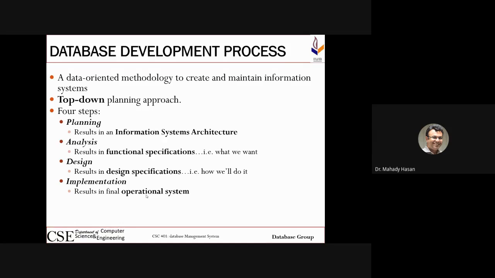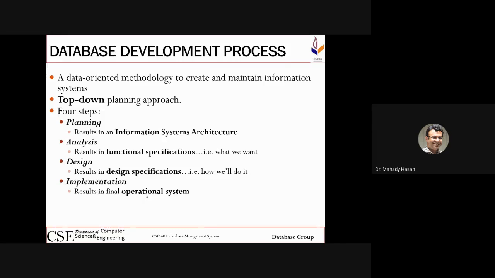Here it mentions four steps. The very first step is making a plan. This plan is done by the information system architecture. As you have seen in the previous lecture, we talked about the architecture of the database system: 2-tier architecture, 3-tier architecture. This sort of planning should be done in this phase: how the database should look, who the users would be, how many layers there should be. That is the planning phase.